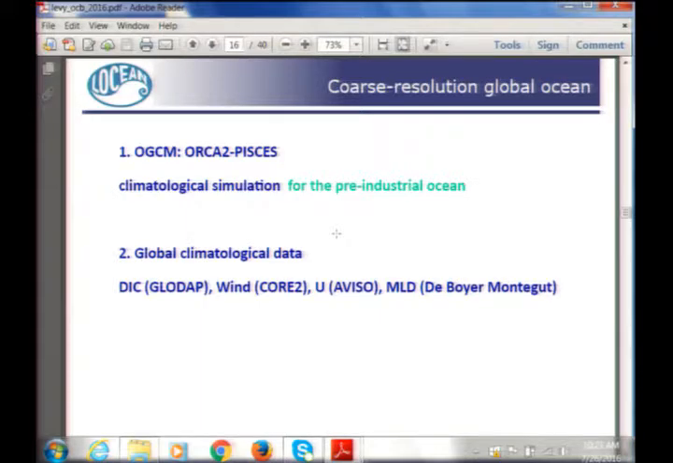So to do that, I'm going to use one simulation, which is going to be a climatological simulation, so no decadal variability, very simple. The most simple simulation that you could imagine with a GCM with 2-degree resolution with a biogeochemical model for the pre-industrial ocean. And I'm going to try to compare some of our estimates with estimates from climatological data. I'm going to use DIC from GLODAP, wind, velocities from altimetry, and climatology of mixed layer depths.